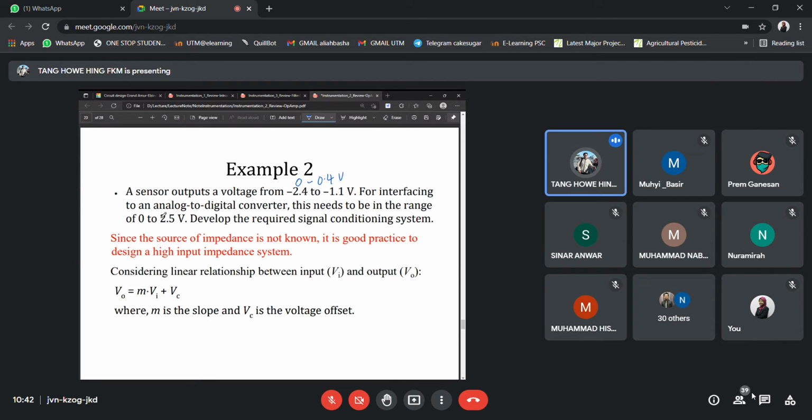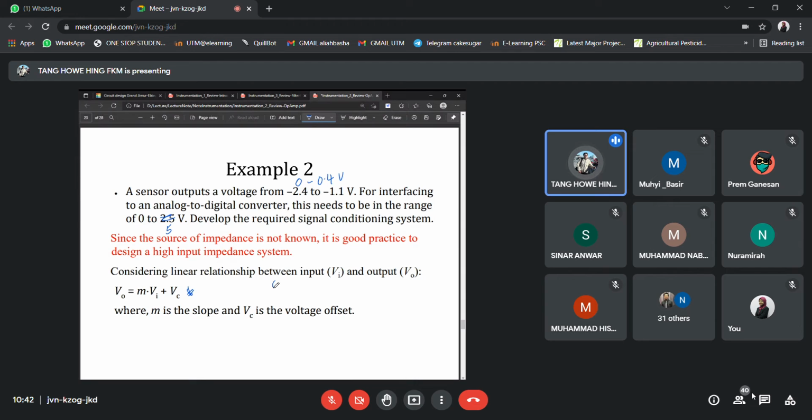It needs to be in the range from 0 to 5 volts. And therefore, how can we set up this signal conditioning system? First of all, we need to get this linear relationship. Just now we have already done a little bit, but this one I'm going to relate more to the hardware. We want to get this amplification done by the hardware rather than the software.